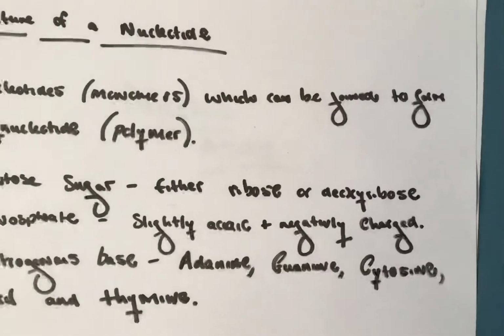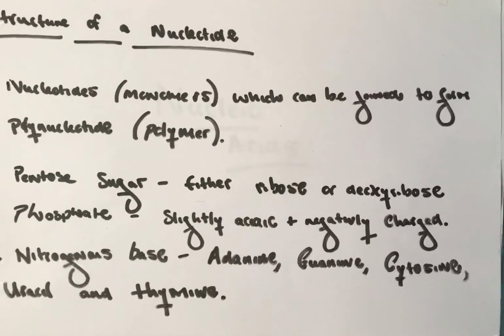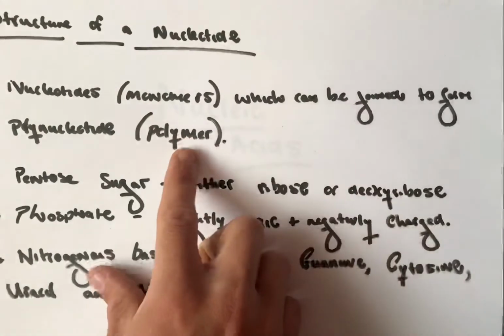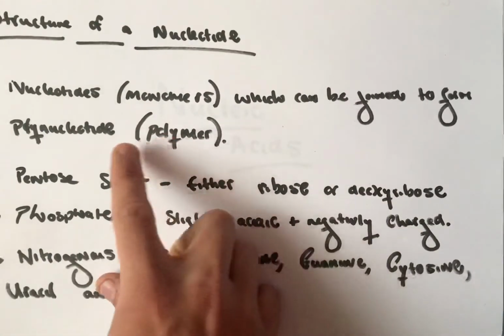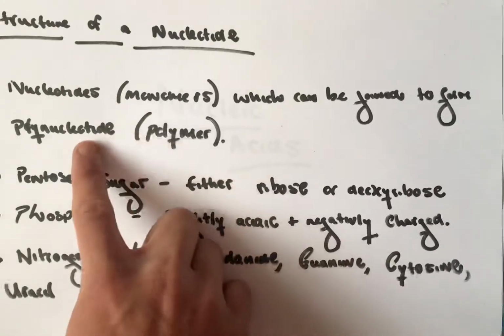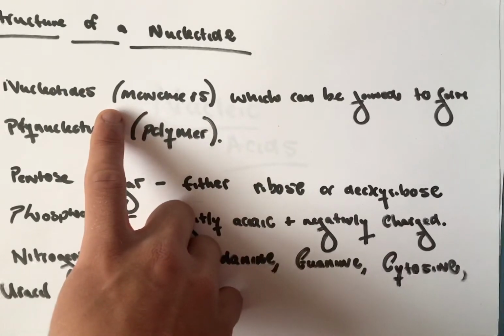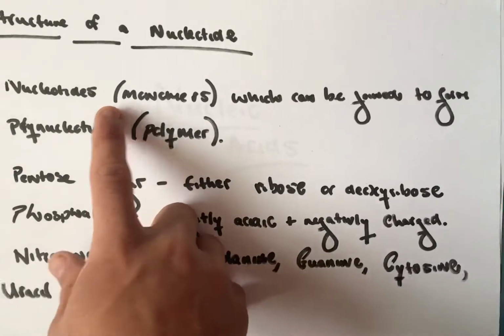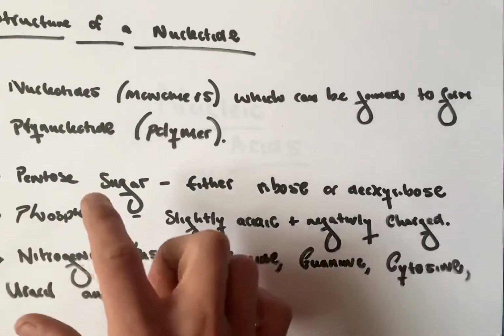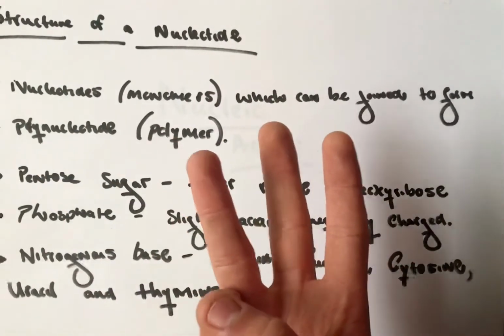So, a nucleotide is a monomer which can be joined together to form a polynucleotide, which is the polymer. So DNA is two polynucleotide strands. So a polynucleotide is the polymer that is formed by many repeating monomers, which are the nucleotides. So the nucleotide is composed of three separate components.